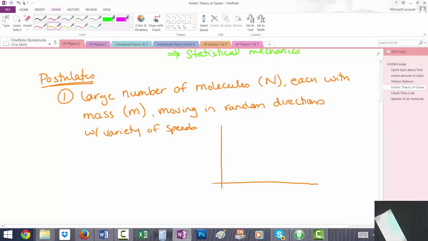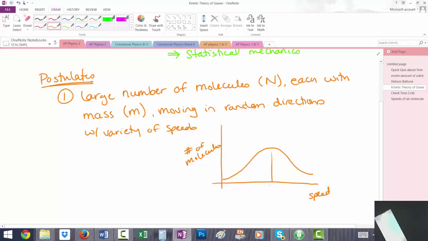There was this guy named Maxwell, okay? He's the Maxwell's equations guy. He did all that E&M stuff. He was the first one to figure this out, and you can actually statistically show that the number of molecules plotted on one axis and speed on the other axis gives you this cute little curve that is not symmetrical.